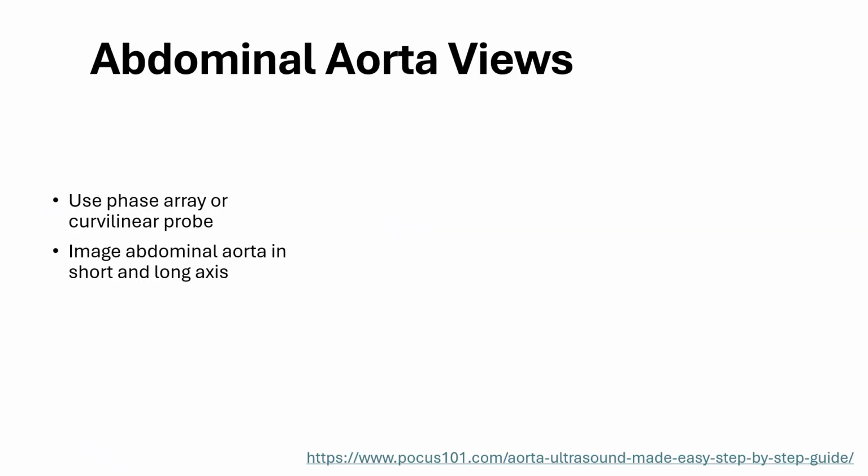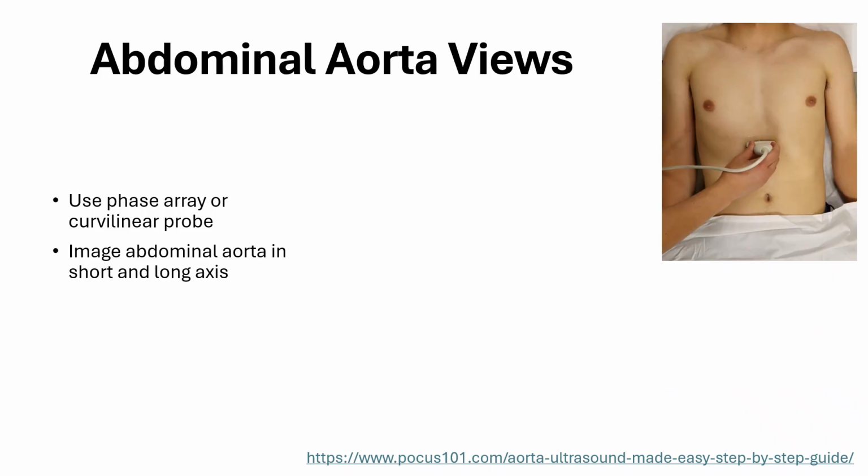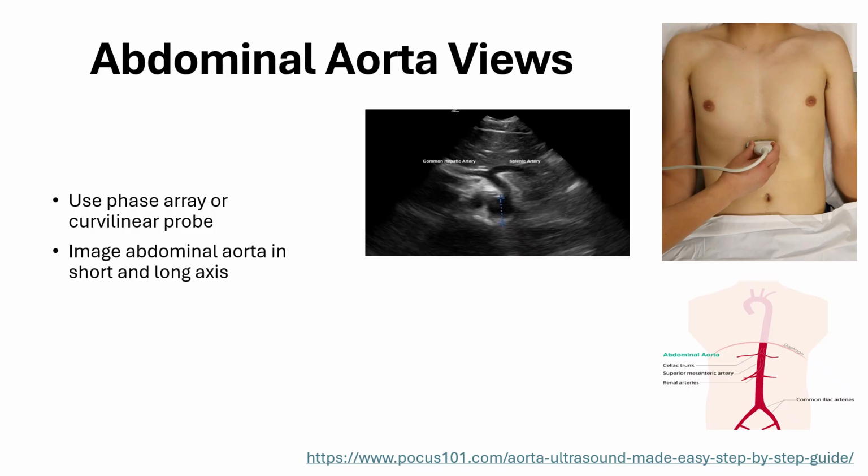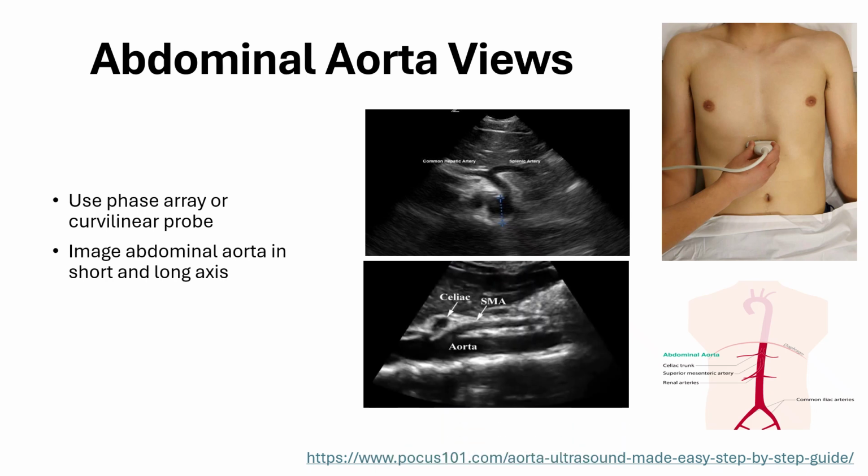Next, let's talk about abdominal aorta views, especially long axis, because this can be used to help us understand how significant the aortic regurgitation is. Again, you want to use either a phased array or curvilinear probe, and you want to image the aorta for this particular reason in the long axis view as shown at the bottom left.